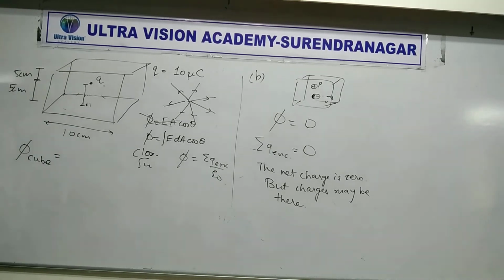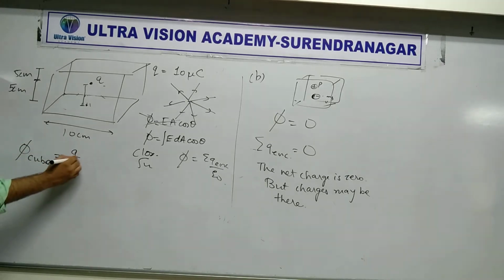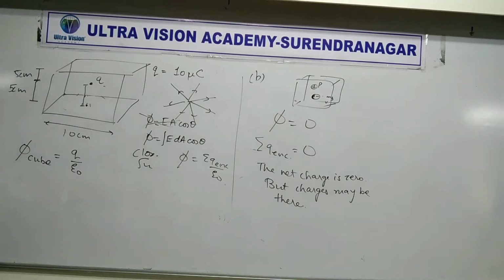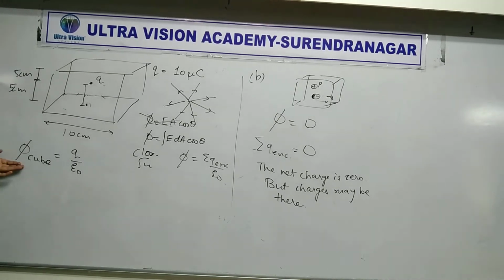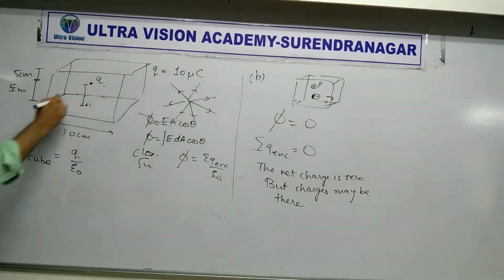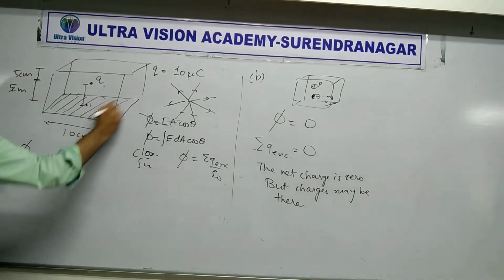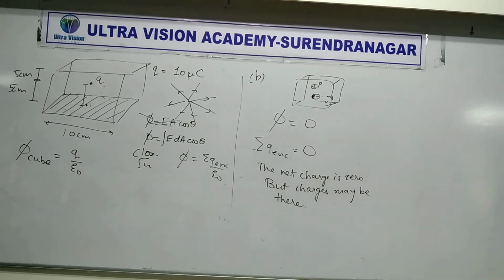How much will be the flux for the cube? Q by epsilon 0. Yes or no? Flux for the whole thing is Q by epsilon 0. Got it? Fine. But that's not the answer. What's the question? We have to find the flux only through the floor, the lower surface.